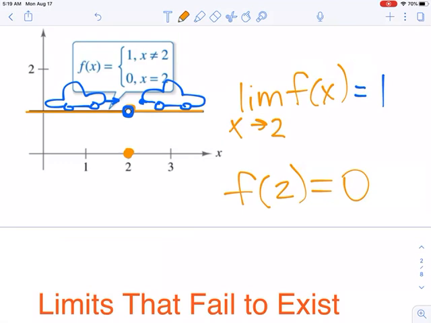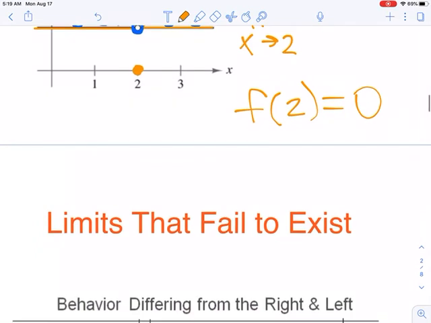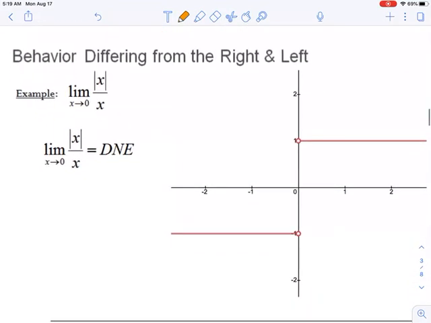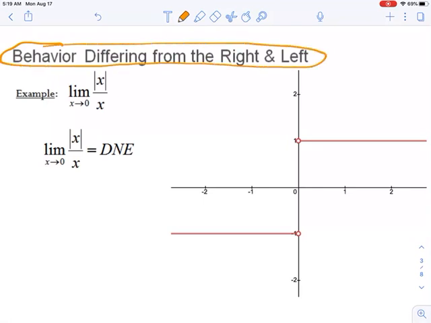Now, you are going to have times where a limit is not going to exist. There are 3 different scenarios we need to be aware of here. The first one is this: if we have differing behavior from the right and the left. Just pause your pencils for a moment. I want you to look at this graph and then I'm going to have you write it down.